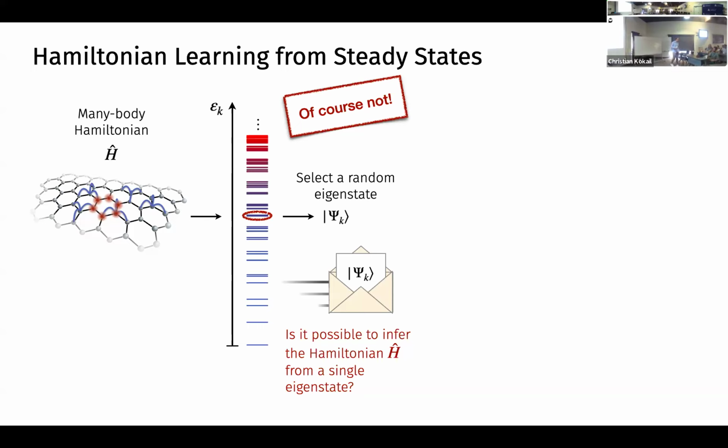Like, is it in general? I don't think the inverse is one-to-one, right? It could be the same state for multiple Hamiltonians. Exactly, yeah. So that's right.